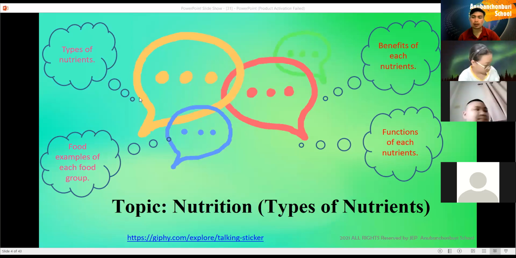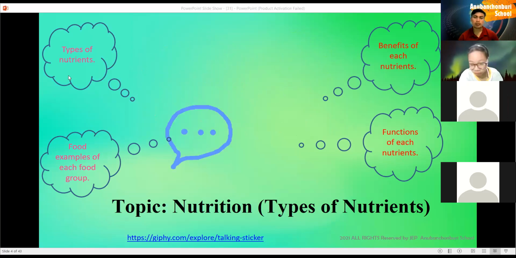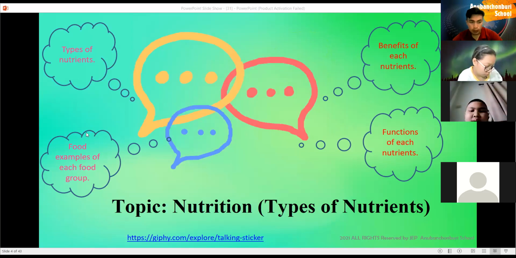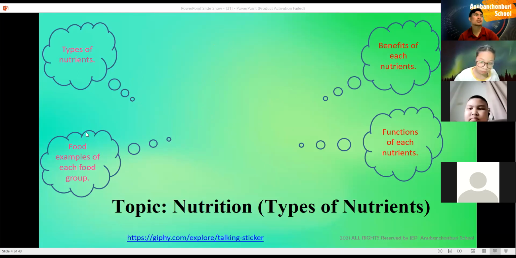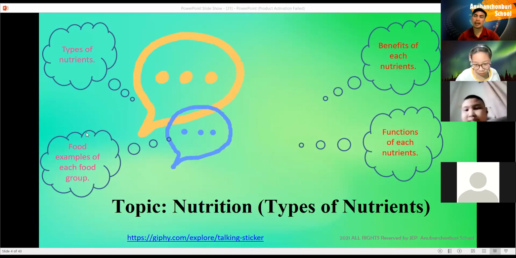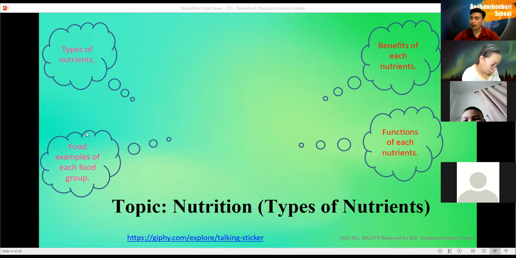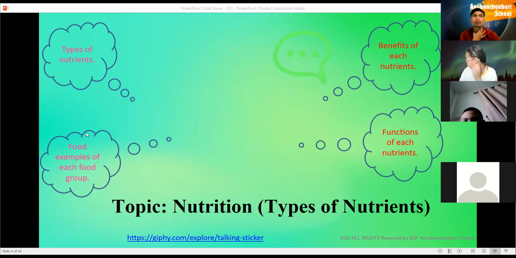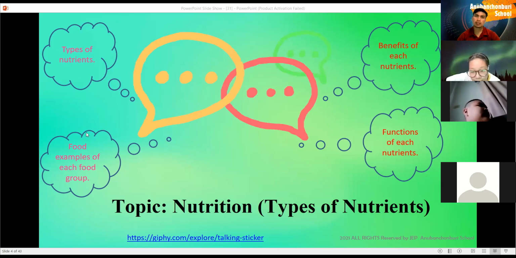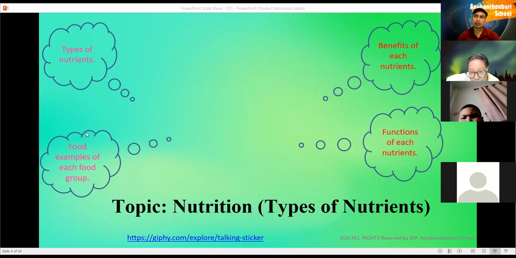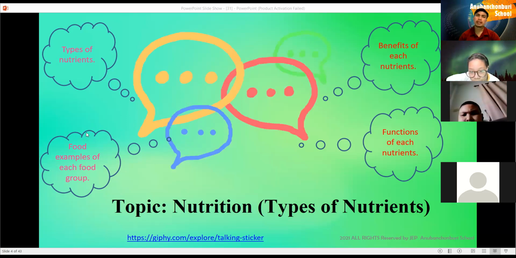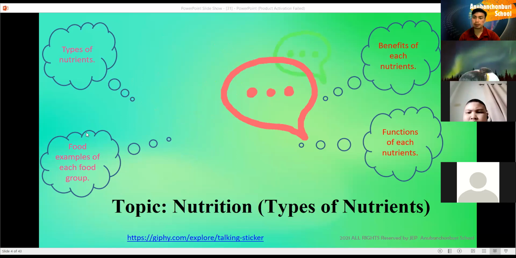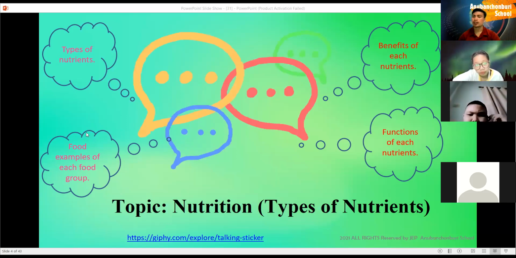6 types of nutrients. Okay, so we did study about the types of nutrients, and an example of each food group. What are examples of carbohydrates? Rice, cakes, cookies. For proteins, we have fish, chicken, milk, tofu, meat. We also studied the benefit of each nutrient. Protein helps for growth and repair. Carbohydrates give us energy. Vitamins and minerals, we need them for growth and for our body to work properly, and water as well. So we studied the benefits and functions of each nutrient.